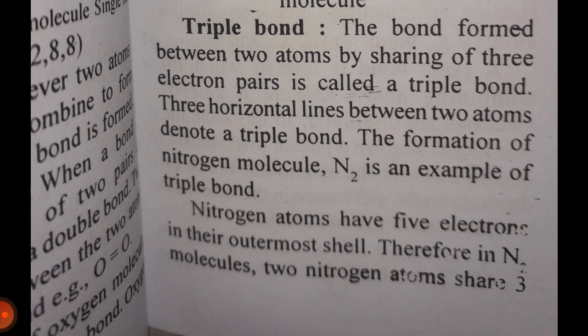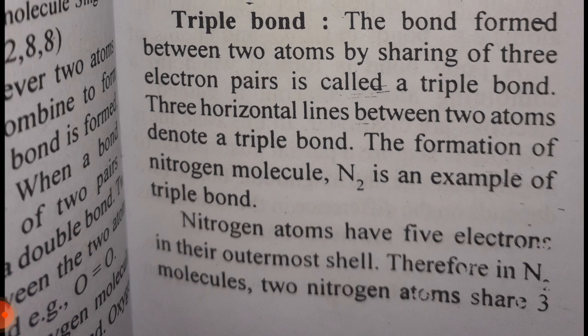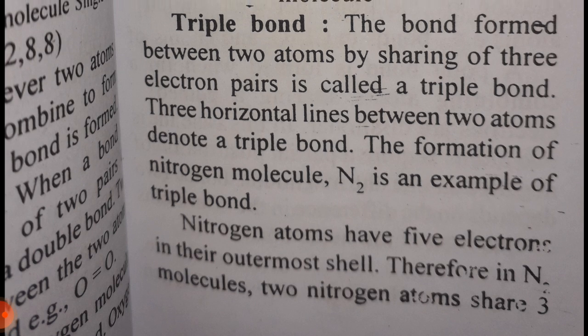Triple bond. The bond formed between two atoms by sharing of three electron pairs is called a triple bond. Three horizontal lines between the two atoms denote a triple bond. The formation of a nitrogen molecule. Nitrogen is an example of a triple bond.